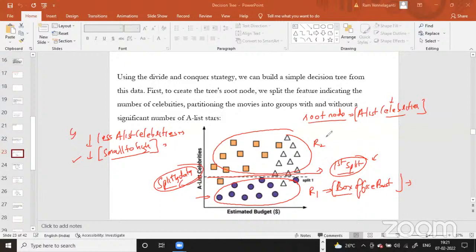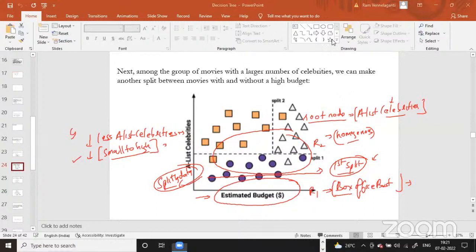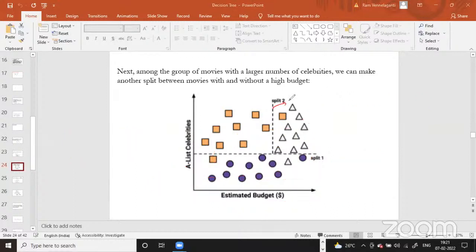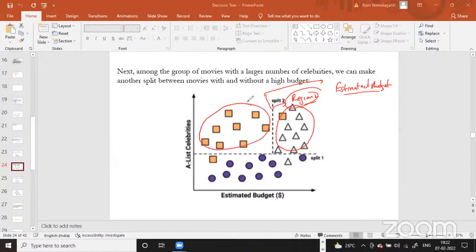What about region 2? Region 2 is not a homogeneous group for us. So you have to keep splitting your data till you create your homogeneous partitions. So again, you are going to partition your region. This is the second split I'm doing with respect to my second feature. What is my second feature? It is estimated budget. Now I have created this homogeneous region for us. I have also created this homogeneous region for us.